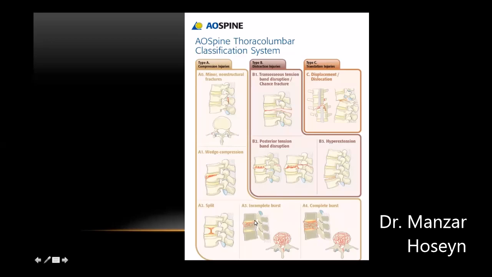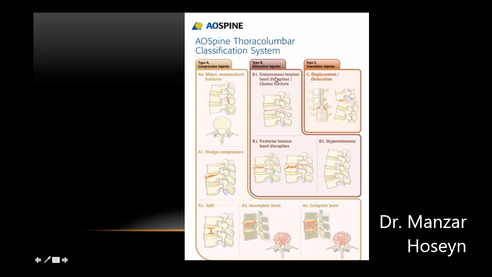If the posterior cortex is gone, it's a burst fracture. If it involves only the superior end plate, it's an incomplete burst. If it involves both the superior and the inferior, it's a complete burst. So these are the compression types: A0, A1s, A2s, A3s, and A4s. And then the B types. B types are all distraction injuries.